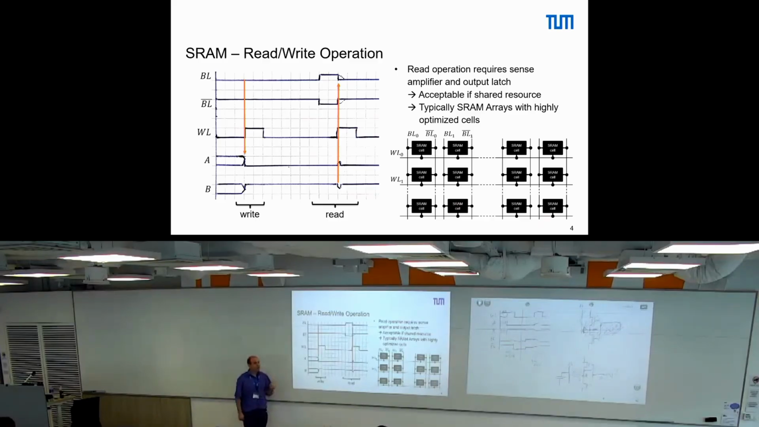Nevertheless, it's a relatively fast circuit. It keeps its value as long as power is applied, and for large memory size, it is the way to go on most of the chips. So, for instance, if you think about the chips in your smartphone, on these chips, the cache for your controllers is built as an SRAM.